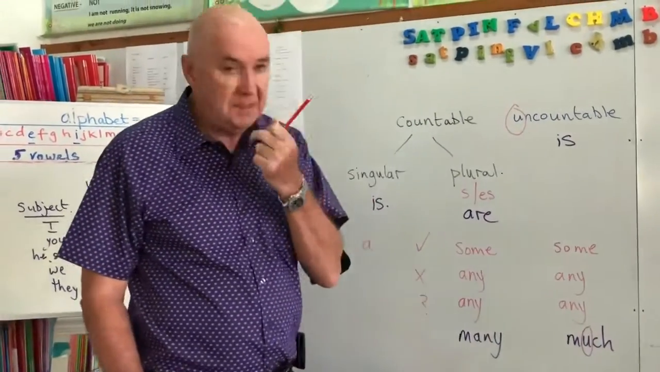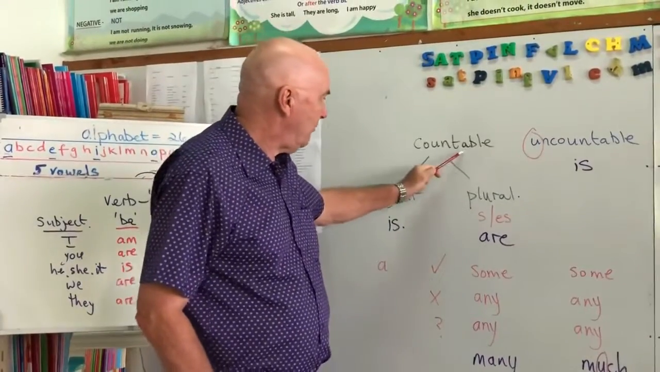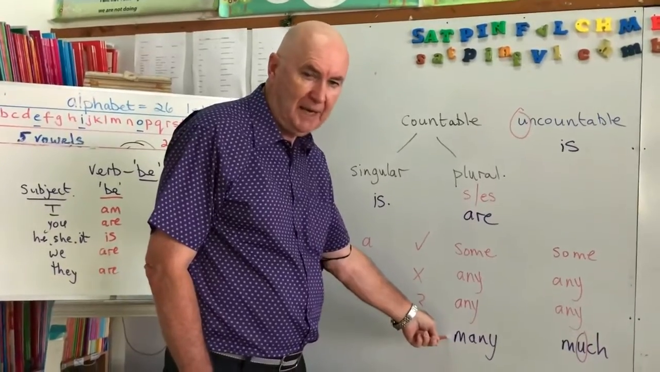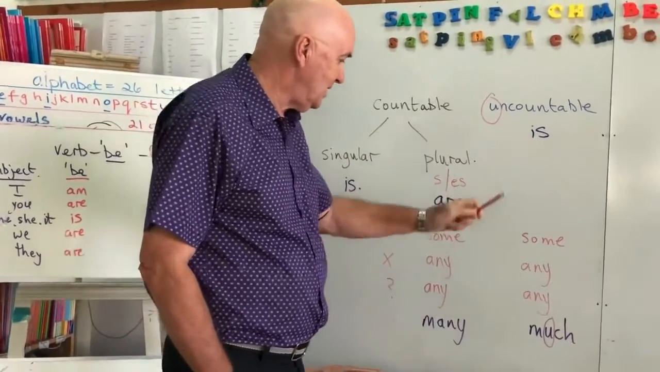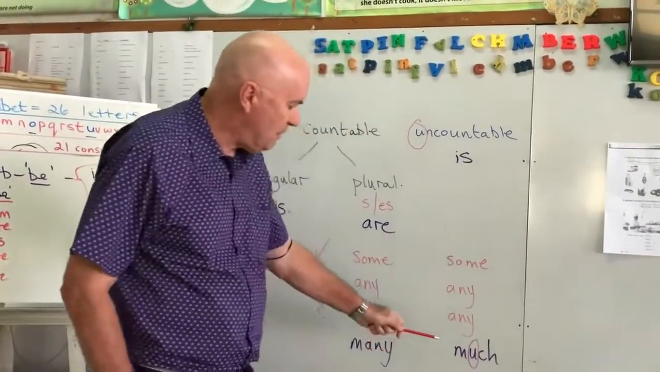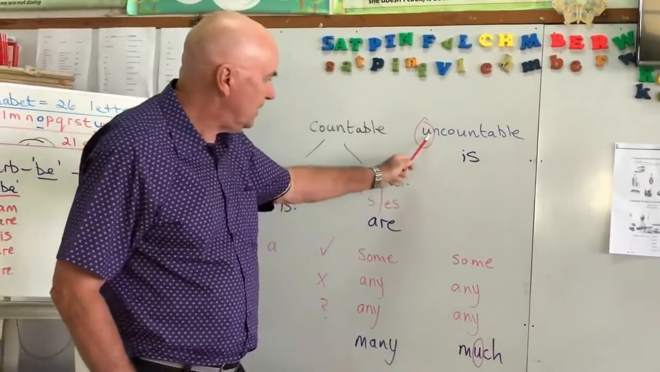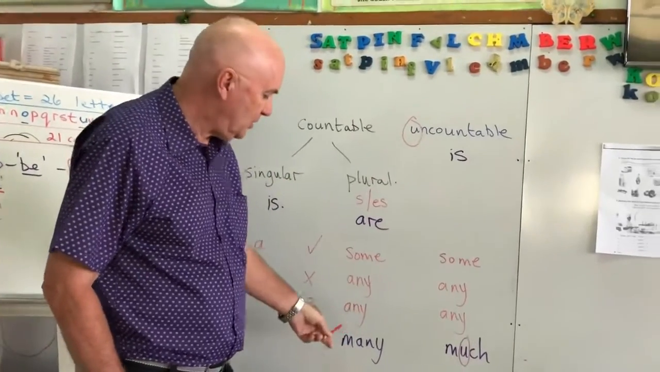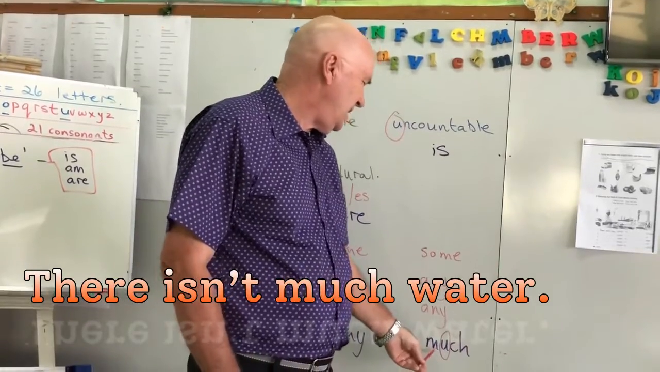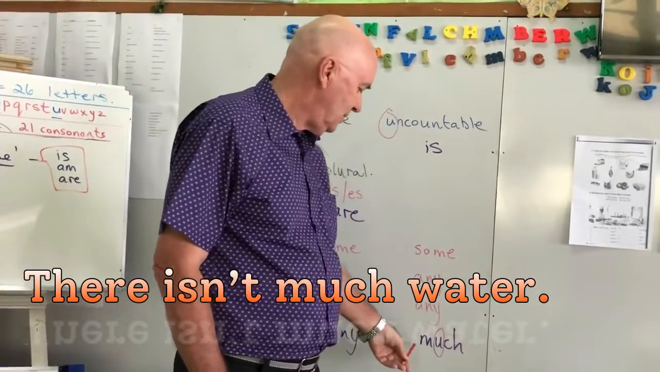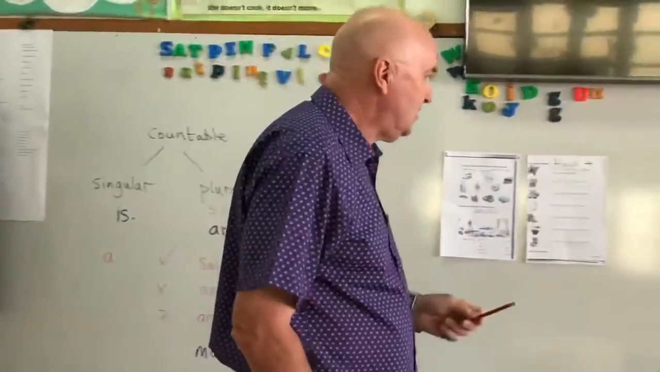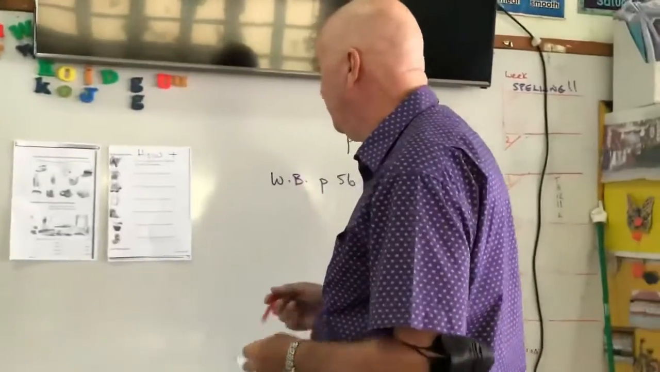any? Okay? And for the answer, if the food is countable, we would say many. Many apples, many eggs, many bananas. But for uncountable, we use much. Remember the letter U in much and the letter U in uncountable. So we would say there are many bananas, but there isn't much water, or there isn't much rice. Okay, so let's look at our 2 pages and see what we've got to do.